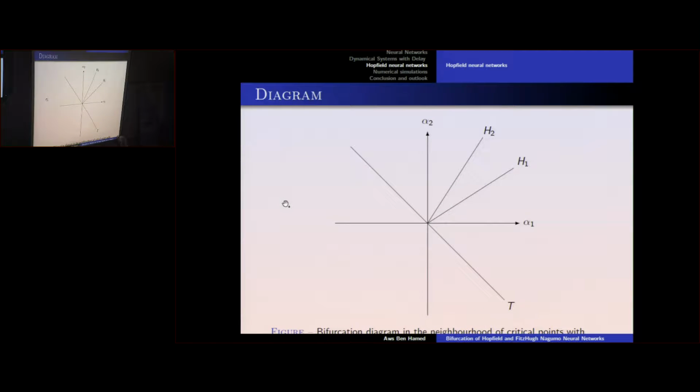Here we have the bifurcation diagram for the three cases. This is the transcritical bifurcation line, T. This is the half line H1 and the half line H2.